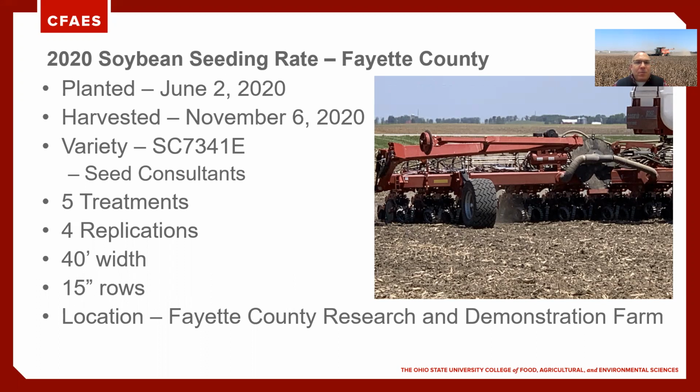We had 5 treatments. We placed those 5 treatments in 4 replications. Each replication was a 40-foot width for each treatment, and the soybeans were planted in 15-inch rows. We planted this project on the Fayette County Research and Demonstration Farm located at the Fayette County Airport. This is also the location for the Southwest Ohio Corn Growers Annual Field Day, which we were unable to have in 2020, but we're hoping to progress forward and be able to have a successful field day in 2021.